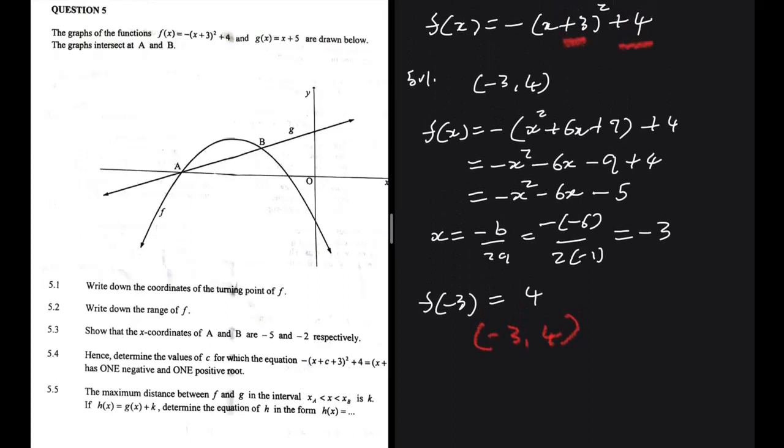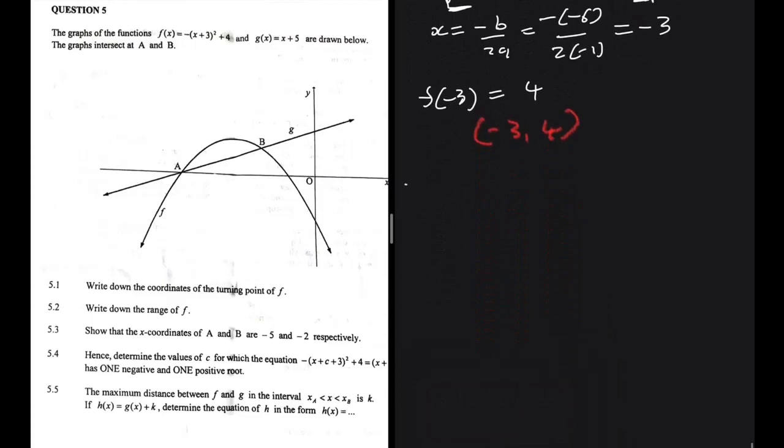But this is the equation of f of x, right? We're gonna need this equation as time goes, so let's just keep it there because we're gonna need it soon, right? And then 5.2, write down the range of f.